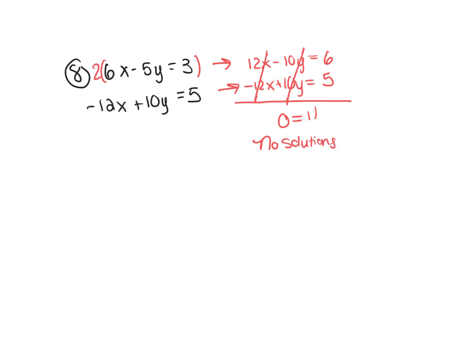Sorry, the lines were not the same. They're not skew. They're actually, in fact, going to be parallel lines, and they're never, ever, ever going to intersect because this is a false statement. 0 never equals 11, and so that's a false statement, which led me to my no solutions, which we're going to call inconsistent.